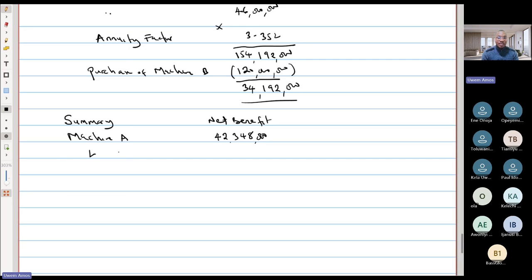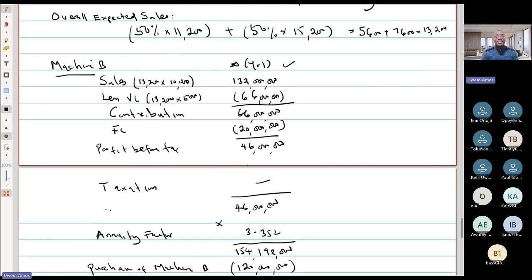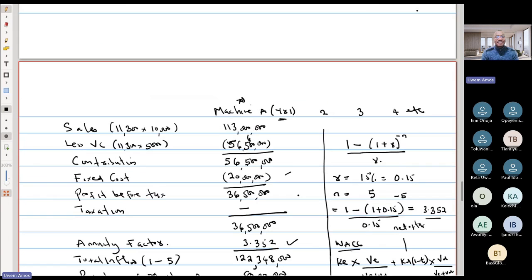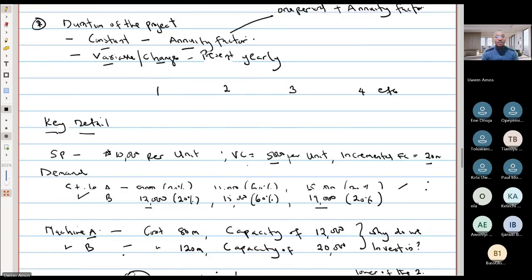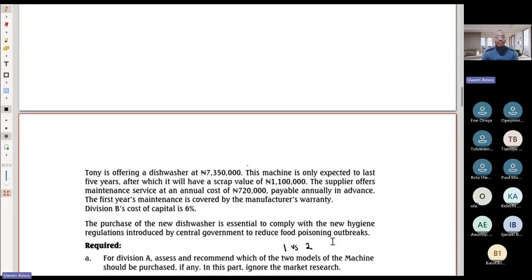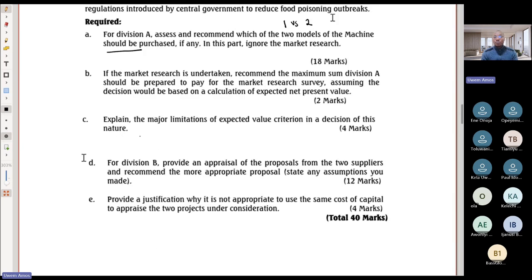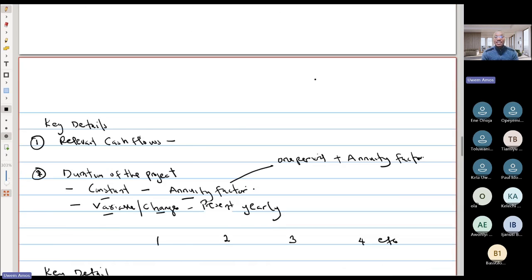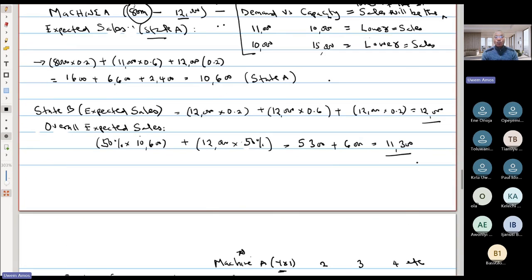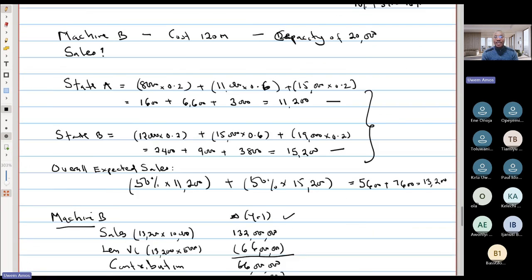If we do machine B, a net benefit would be 34,192. So our question A states, which of the two machines should be invested in? Let's get the exact wording. Which of the two models of the machine should be purchased? Clearly, we're businessmen, so we go for the one that gives us a higher benefit.